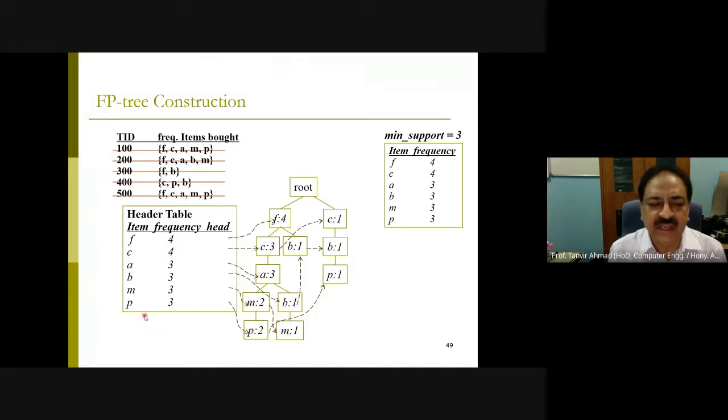How many P are there? 2P, 1P and 1P. Now what I can do, I will. This should have been a little bigger. Just actually, it should be like this.